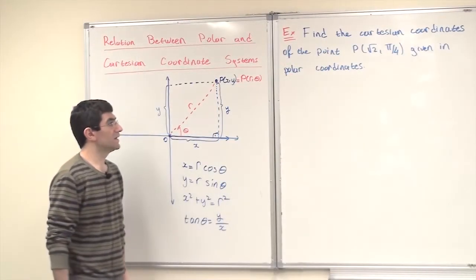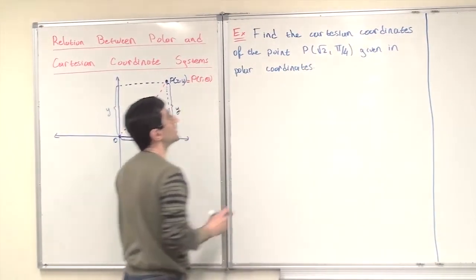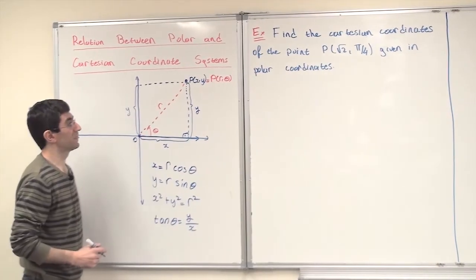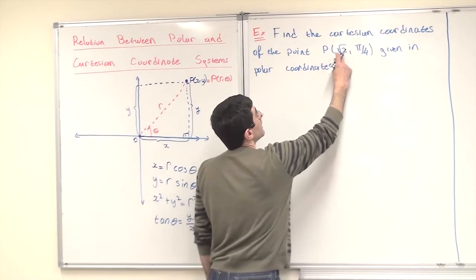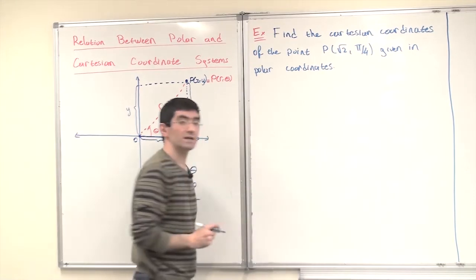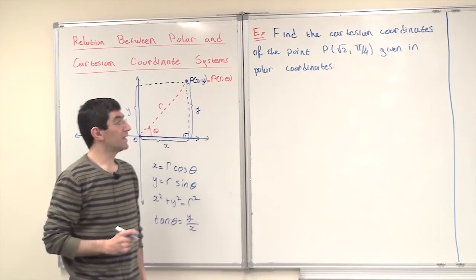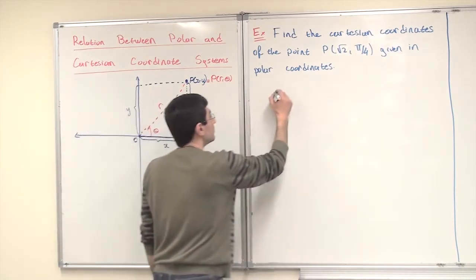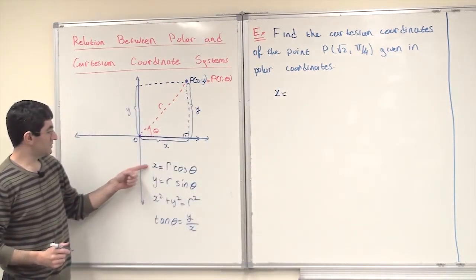In this exercise, we are going to see how to change polar coordinates into Cartesian coordinates using the relations we have just derived. So the question clearly states that what we are given are the polar coordinates of the point. So square root of 2 is r, and pi over 4 is the theta. And our goal is to find the x and the y. And we do that by using the relations that we have just derived.